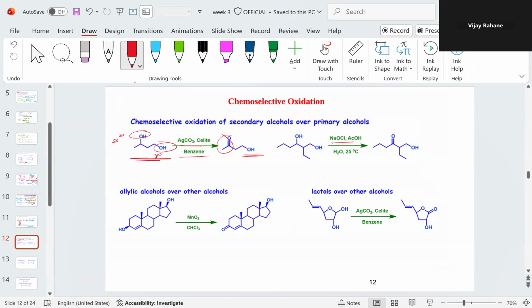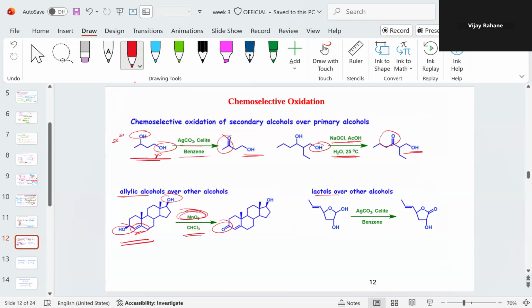The second reagent is NaOCl in acetic acid and water at 25 degrees Celsius, that is room temperature. It will selectively oxidize the secondary and leave this primary hydroxy group unaffected. Another selective oxidation is here. In this case, you can have a look. This is an allylic hydroxy group and this is a normal hydroxy group. If you add MnO2 in chloroform, it will selectively oxidize this alpha beta unsaturated hydroxy group. So here there is a double bond, and this double bond assists in the oxidation reaction using this MnO2.